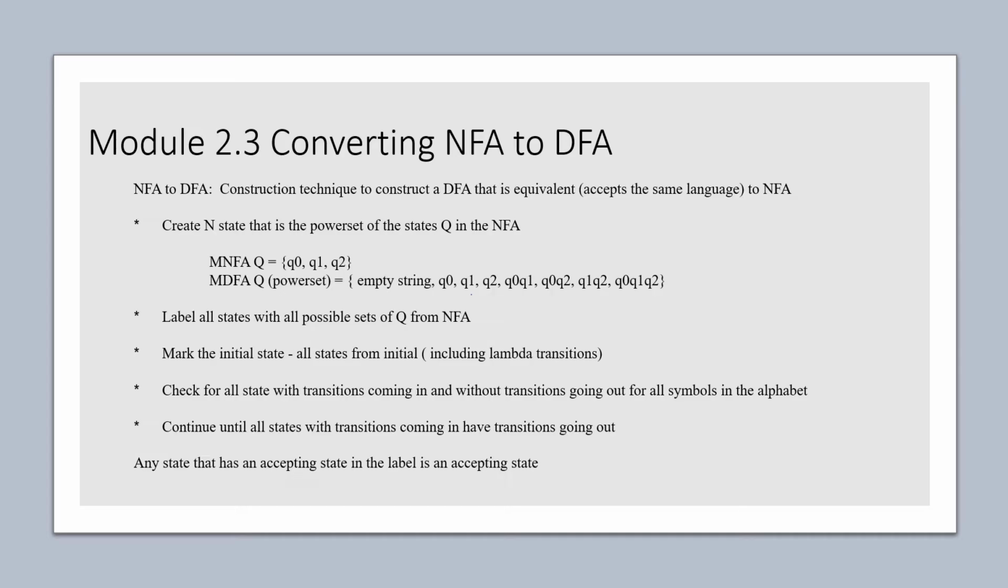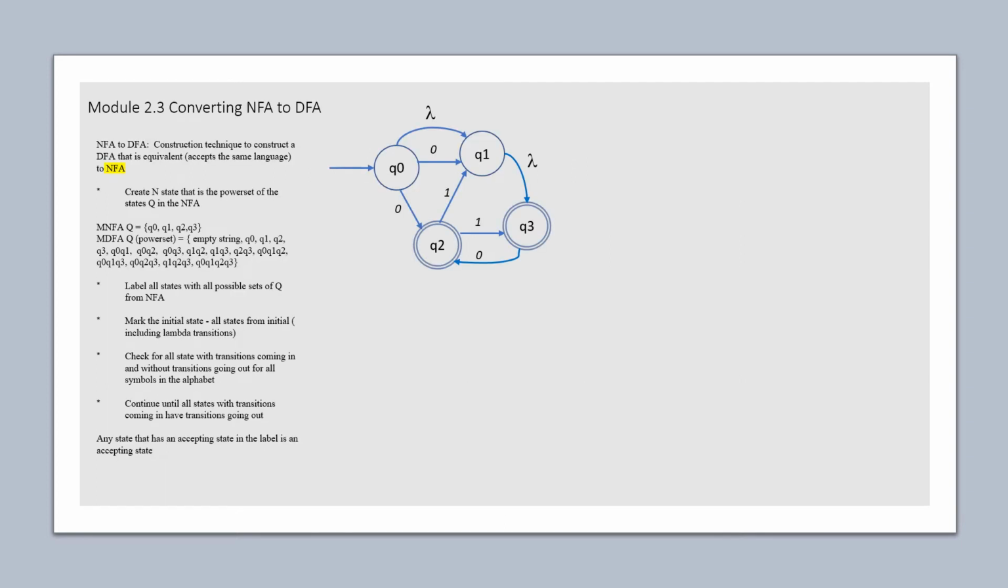And then any state that was accepting, so for example, if Q1 was accepting, then here we would have Q1 accepting, Q0 Q1 would be accepting, Q1 Q2 would be accepting, and Q0 Q1 Q2 would be accepting, if they are all valid states in our DFA. All right, so now let's get started converting an NFA to a DFA.